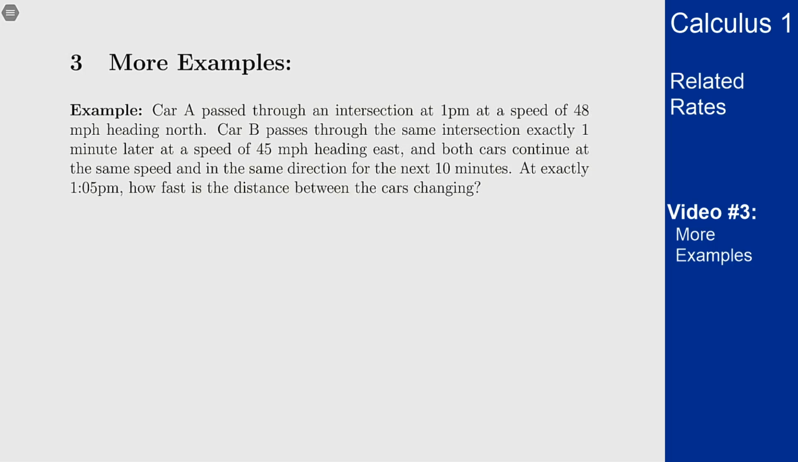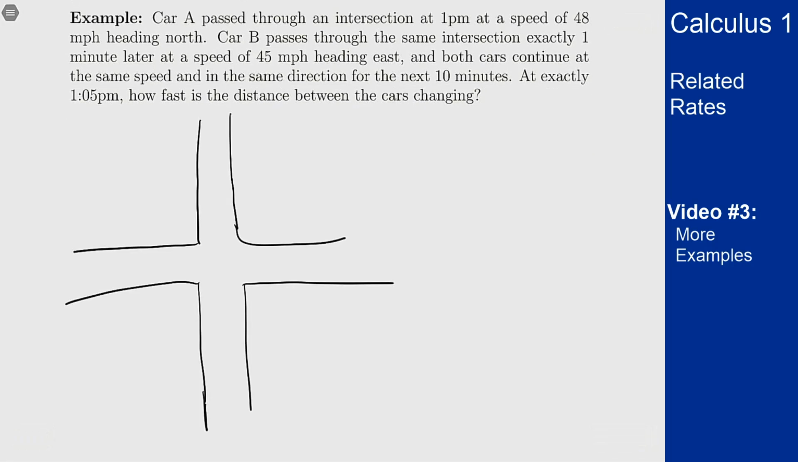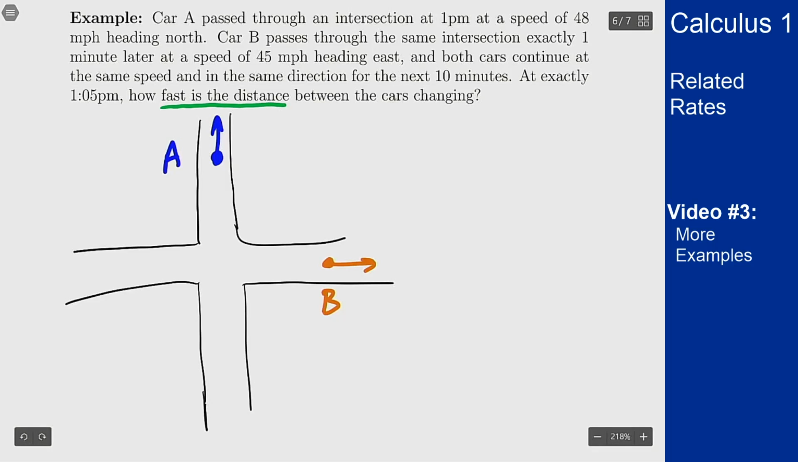Let's start with a picture. So we'll say there's our intersection. Car A is driving north, and car B is driving east. There's our basic setup. We know some information about who is where. Well, let's get the basic picture up first. So what do I actually care about here? I am being asked about the distance between the cars. So I should draw in the distance here and see what I can do with this.